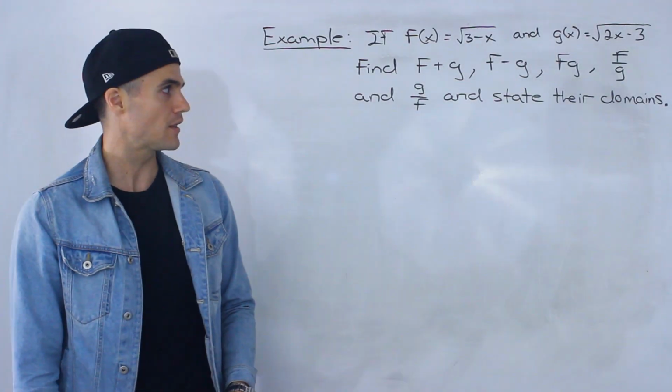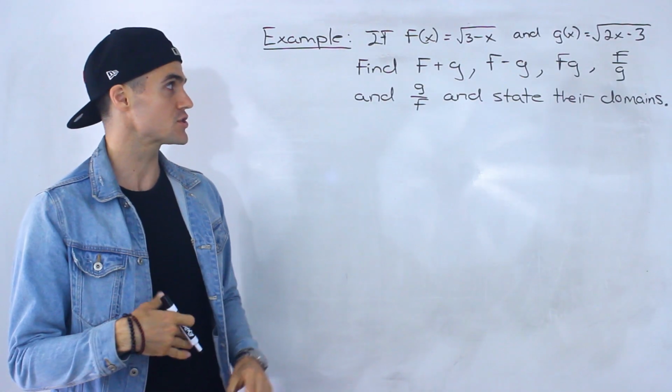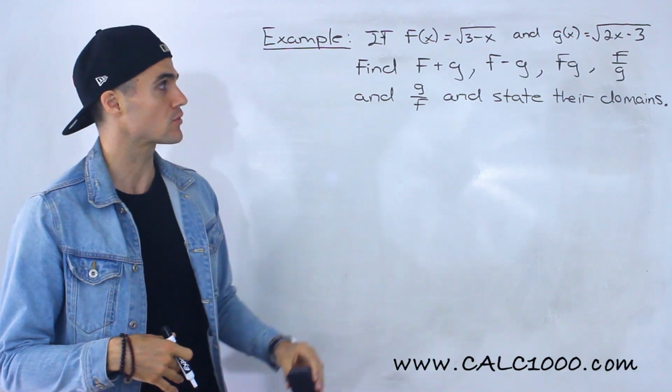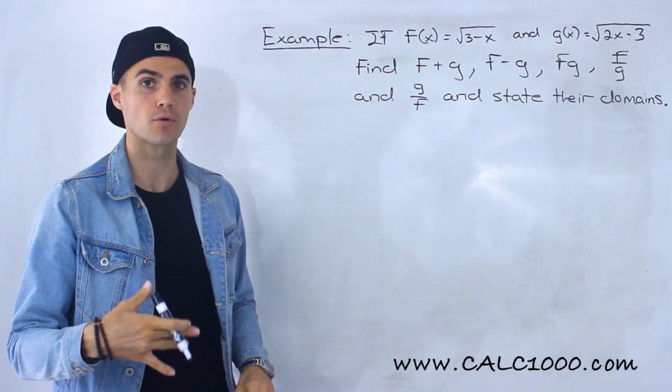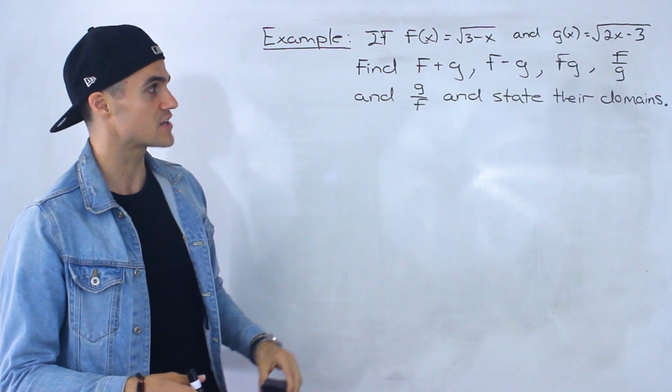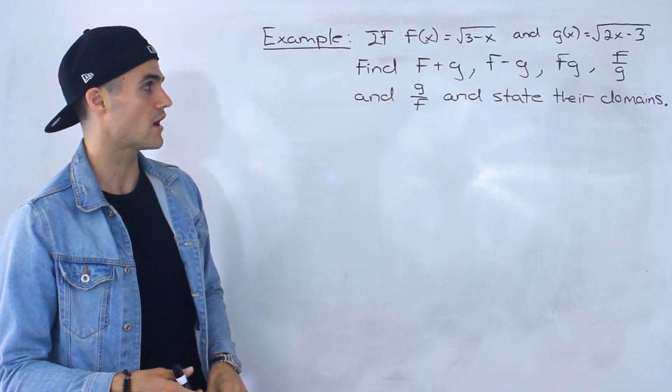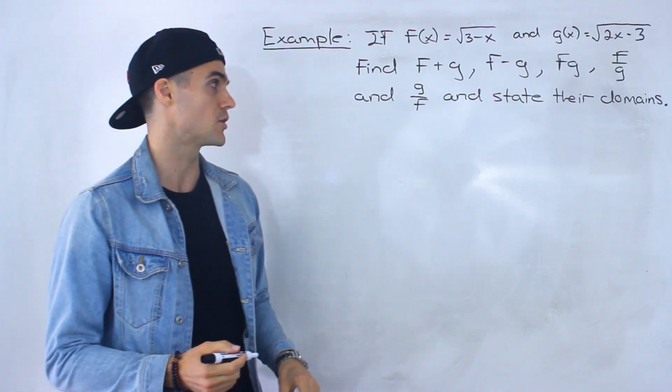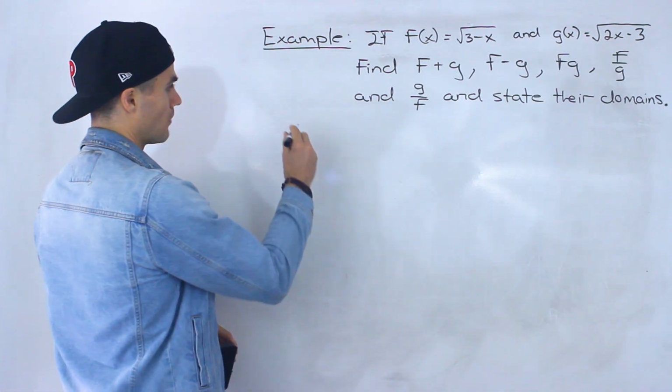Patrick here, moving on to another example dealing with combining functions. So if f of x equals the square root of 3 minus x and g of x equals the square root of 2x minus 3, find f plus g, f minus g, f times g, f over g, and then g over f, and then state all of their domains. So let's go through them one by one.